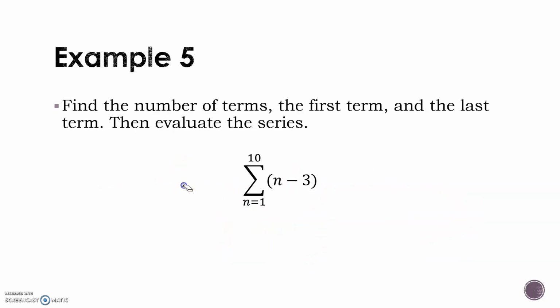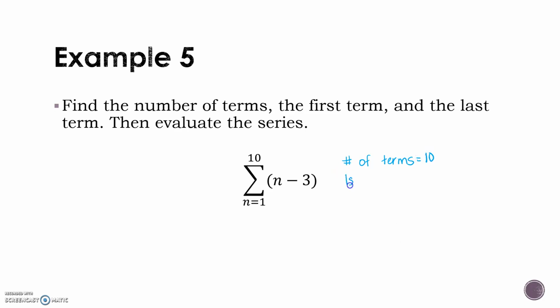All right, find the number of terms, the first term and the last term, then evaluate the series. So let's start with the number of terms. It looks like I start at 1 and go to 10. So if I count how many terms that is, I've got 1, 2, 3, 4, 5, 6, 7, 8, 9, 10. So it's 10 terms.